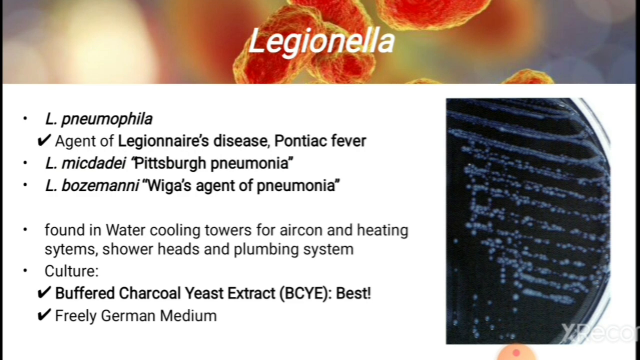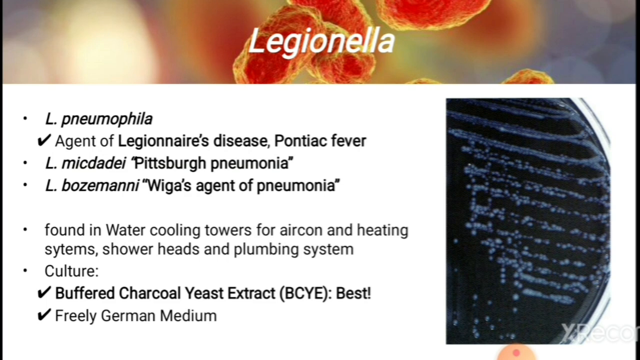The next one is our Legionella. The Legionella are catalase positive. And then we have various species of Legionella. We have Legionella pneumophila. It is oxidase positive and it hydrolyzes hippurate. Most Legionella produce gelatinase and beta-lactamase except for Legionella micdadei. Legionella micdadei is the causative agent of Pittsburgh pneumonia, while Legionella pneumophila is the agent of Legionnaires' disease or Pontiac fever. We also have Legionella bozemanii. It is the weakest agent of pneumonia. All of them require cysteine for growth.